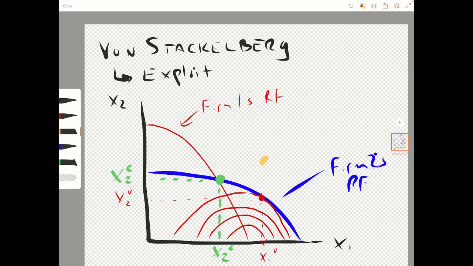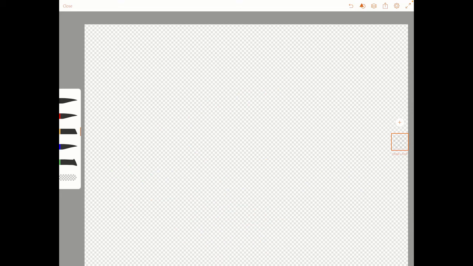So let's see what the math looks like behind this. One of the things that we're going to see here is that this is a very different outcome from the Cournot outcome. It's basically what we call a two-stage sequential game. So here's the process. Again, we'll assume that Boeing is the leader and Airbus is the follower.